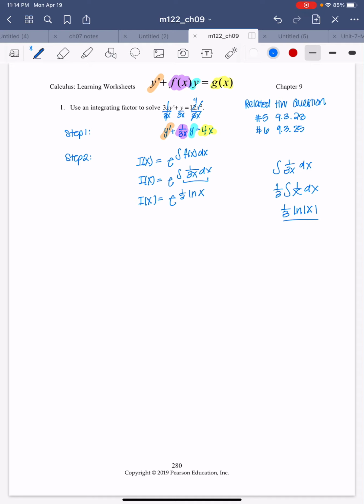So we can do a little bit of simplifying work. One of the rules says you can move this 1/3 as a power. So I can rewrite that as e raised to the ln x raised to the 1/3. So e and ln cancel out. So my integrating factor is x raised to the 1/3. So that's the term that I'm going to be multiplying into my general form.